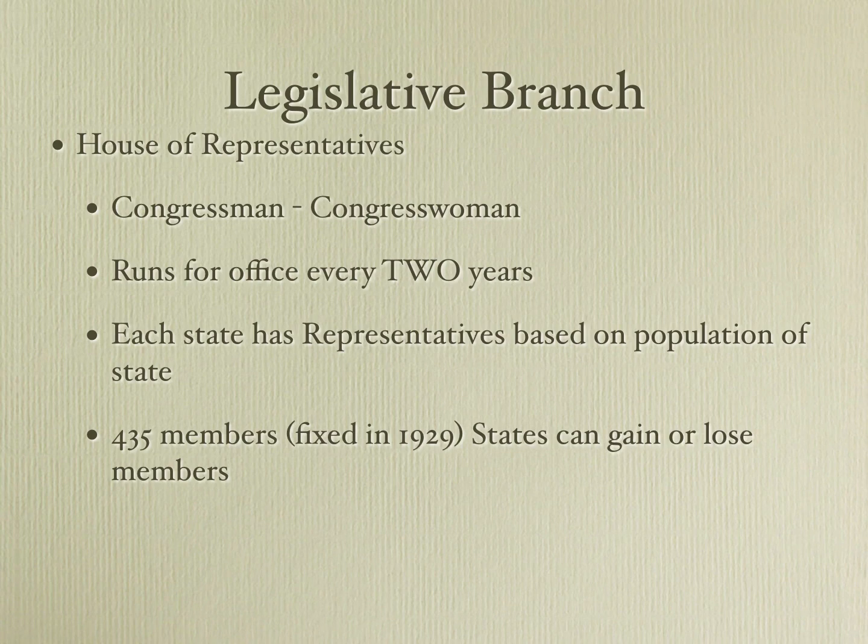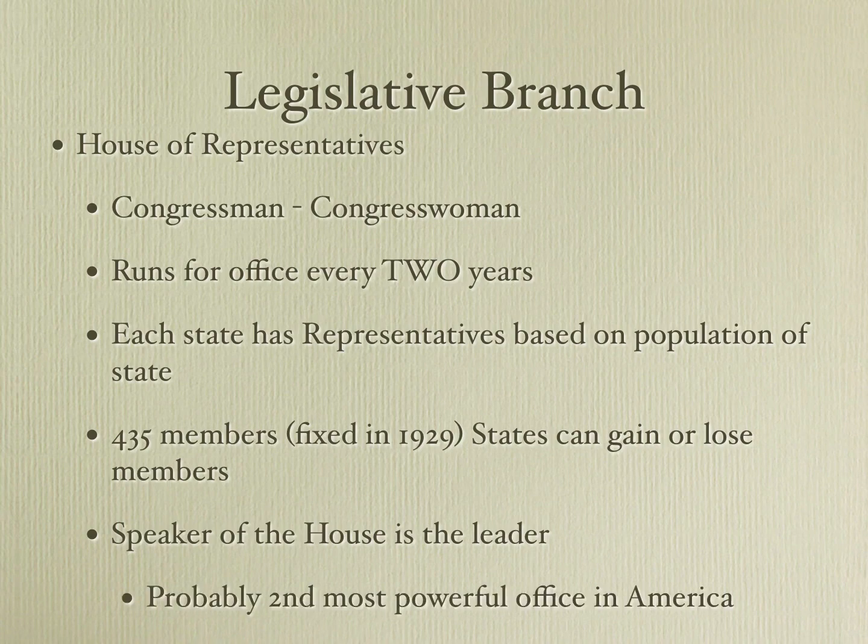Now, the person that runs the House of Representatives is called the Speaker of the House, and they probably are the second most powerful person in America. You probably would think to yourself that the Vice President might be the second most powerful person in America, but that isn't true because the Vice President only has one duty, and that is to break the tie in the U.S. Senate. So they have no power. That's the only time they get to exercise any amount of power at all, to break ties. So why is the Speaker of the House the second most powerful person in America?